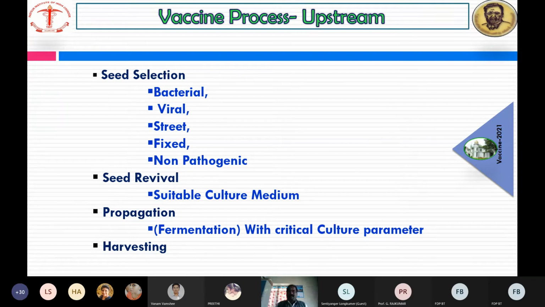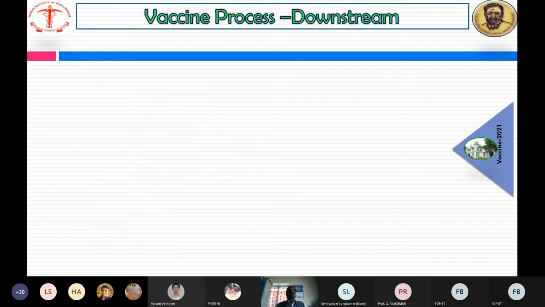Now the virus is in a 100 liter culture vessel. Then harvesting without contamination. Next I'm going for the downstream. There is around 100 liters of material, but it contains only 1 liter of vaccine. How can I remove the rest? By the process called clarification, which means free from contamination.